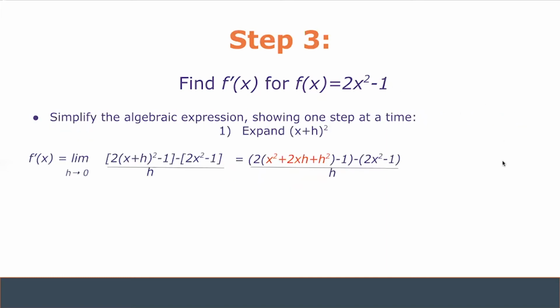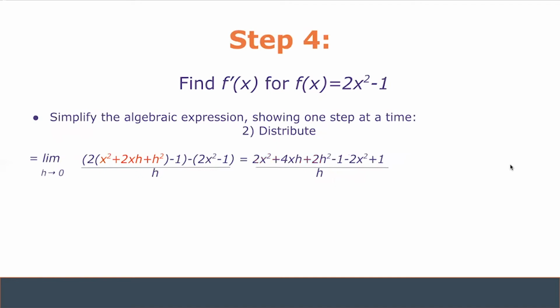Step 3 is to simplify the algebraic expression, showing one step at a time. We start by expanding x plus h squared. This is shown in red. Squaring x plus h means x plus h times x plus h, which gives us x squared plus 2xh plus h squared.